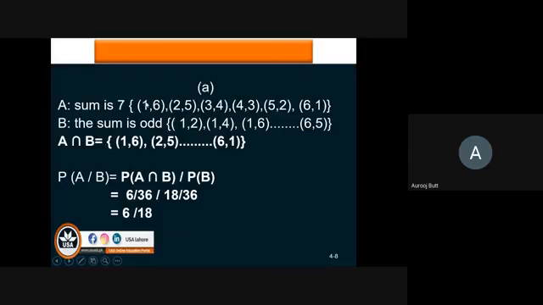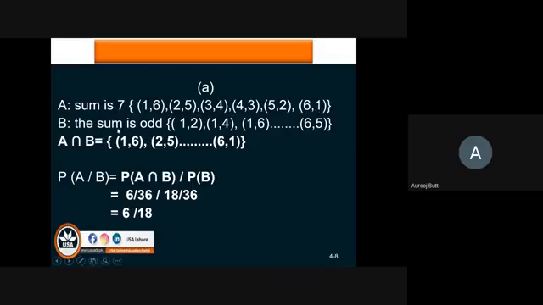The sum is 7 means you added both and the sum came to 7. 1 plus 6 is 7, 2 plus 5 is equal to 7, 3 plus 4 is equal to 7, up till so on 6 plus 1 is equal to 7. So you need to enlist the sample points that will result in the sum of 7.